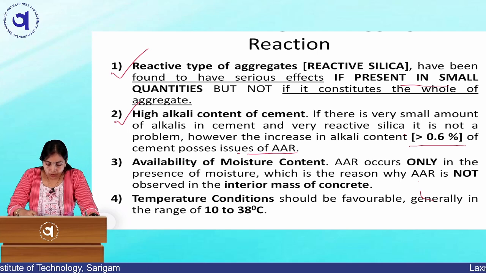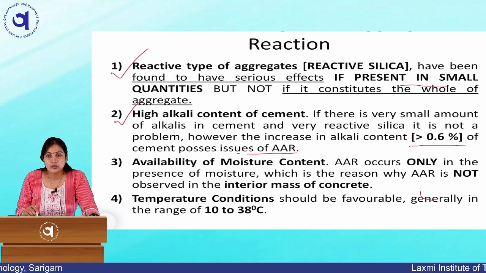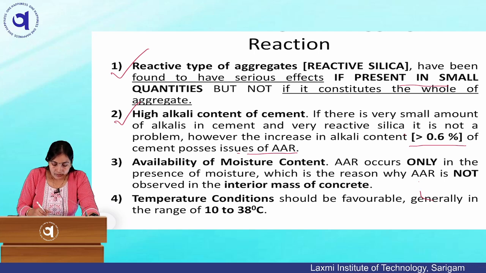Then availability of moisture content. Alkali aggregate reaction occurs only in the presence of moisture. This is the reason why alkali aggregate reaction is not observed in the interior mass of the concrete. It looks only on the outer surface of the concrete. Temperature condition should be favorable, between 10 to 38 degrees. Okay.